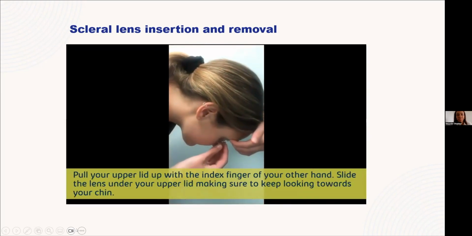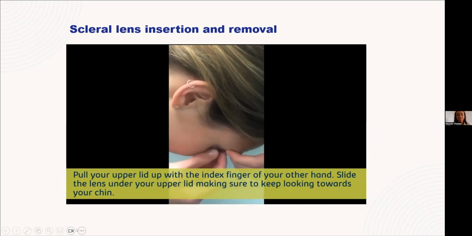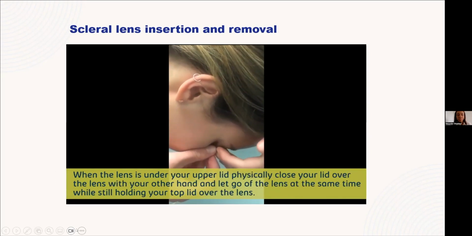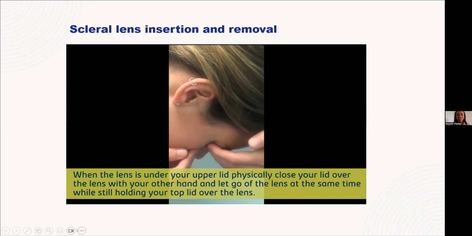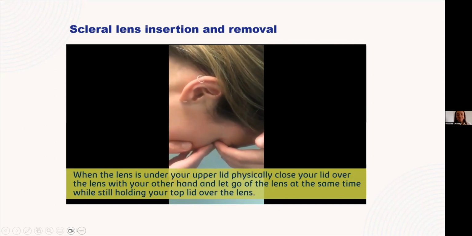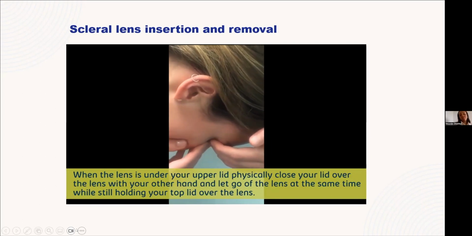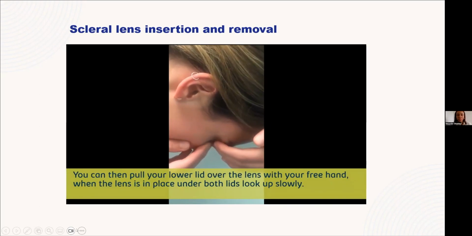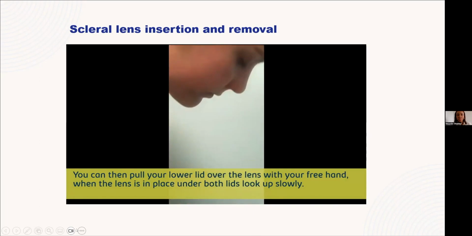Pull your upper lid up with the index finger of your other hand. Slide the lens under your upper lid, making sure to keep looking towards your chin. When the lens is under your upper lid, physically close your lid over the lens with your other hand and let go of the lens at the same time, while still holding your top lid over the lens. You can then pull your lower lid over the lens with your free hand. When the lens is in place under both lids, look up slowly.